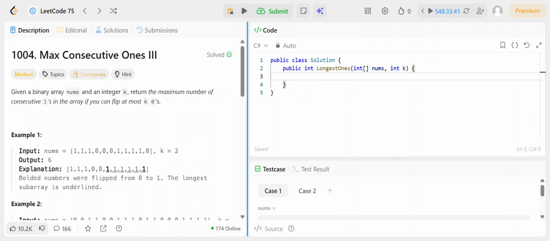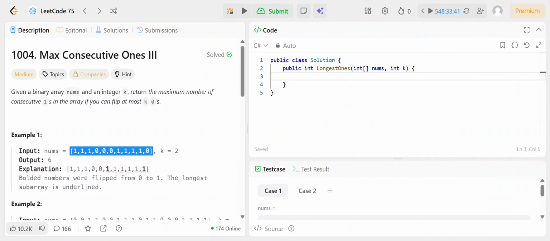So as part of the LeetCode Sample playlist, today we are looking into 1004, Maximum Consecutive Ones III. Here we are given an array and we need to find a subarray in which we have the maximum number of consecutive ones, and we have a parameter k. Here the value is 2.